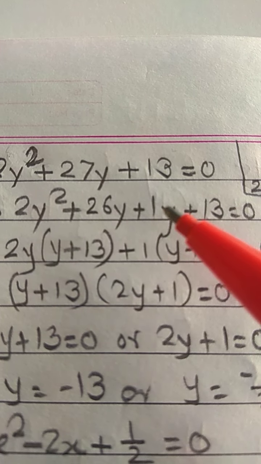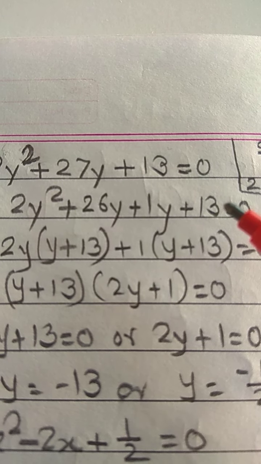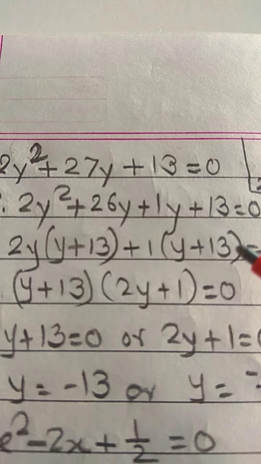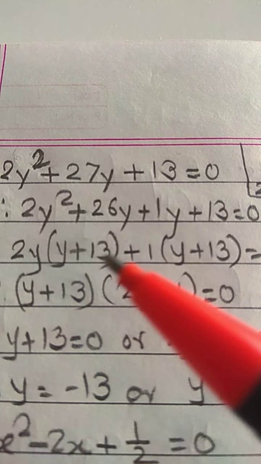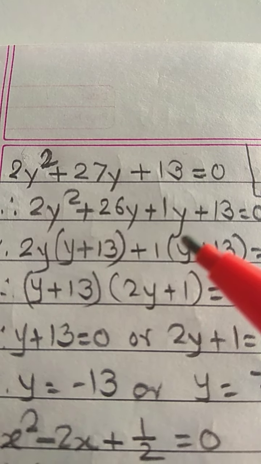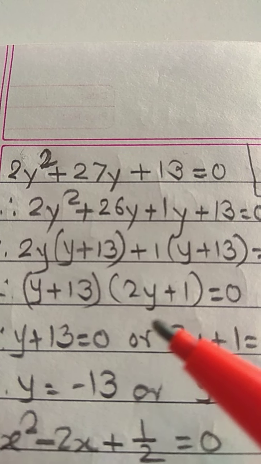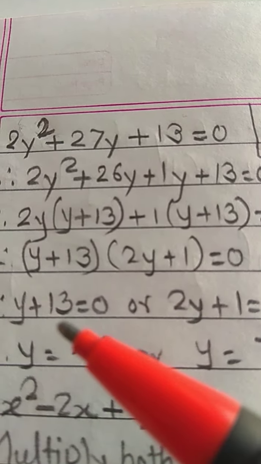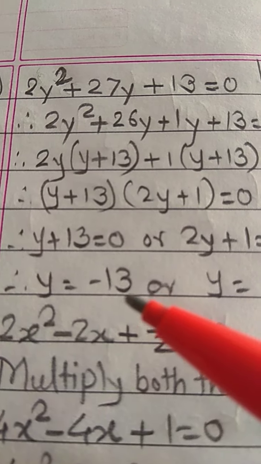Now there is nothing common here, so we can take out 1 common from both these terms. 1 in bracket y plus 13 as it is. Now y plus 13 is common in these two terms. We can take out this y plus 13. What remains is 2y plus 1. Now either y plus 13 equal to 0 or 2y plus 1 equal to 0. Therefore, y is equal to, this plus 13 will go to that side and will become minus 13.